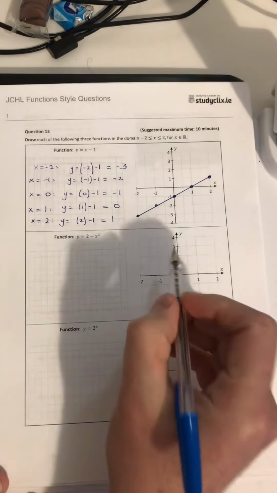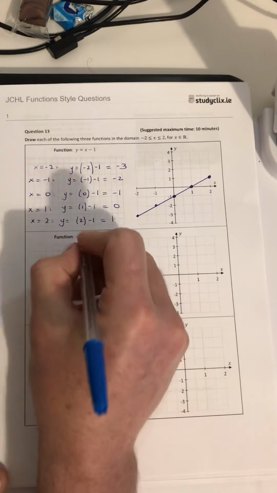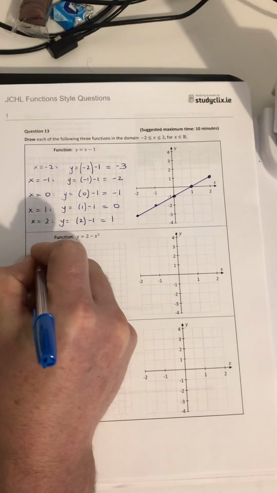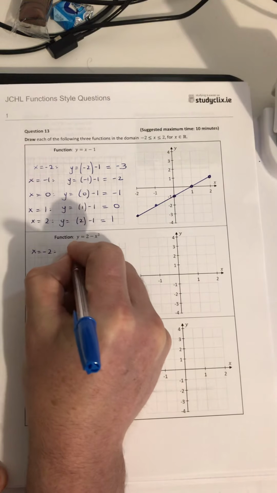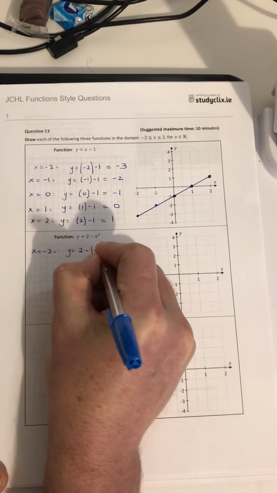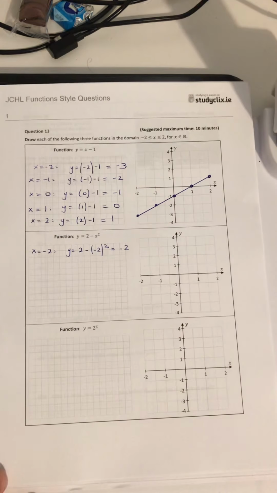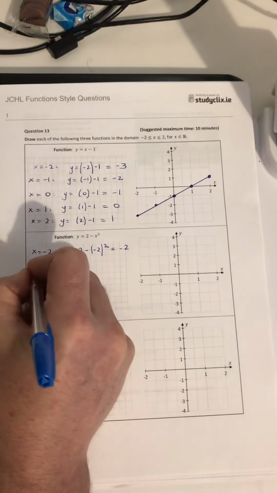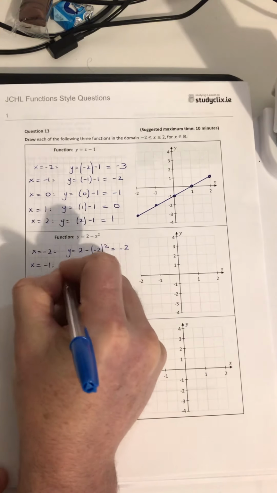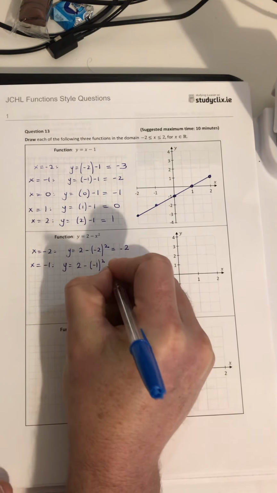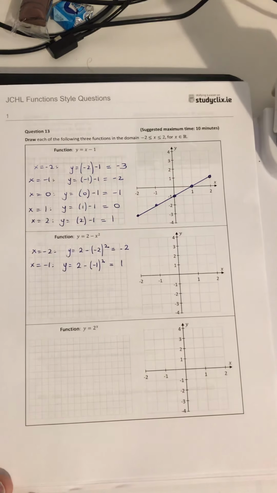Now the second function is called a quadratic. Again, it's between -2 and 2. So when x is equal to -2, y is equal to 2 minus, and in brackets, -2 squared, which gives you -2. When x is -1, y is equal to 2 minus -1 squared, which is equal to 1.